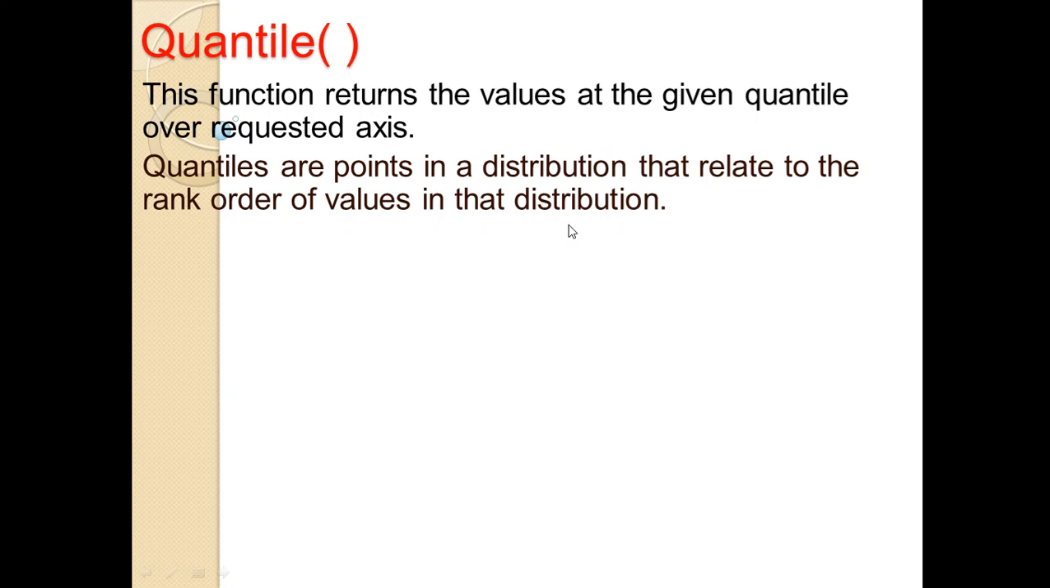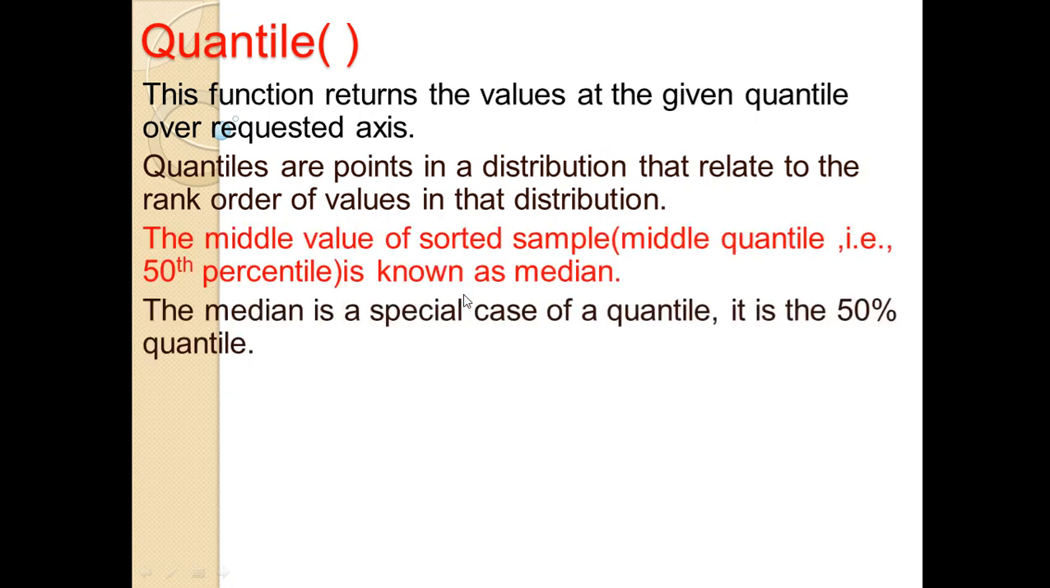Maybe you know there are four quartiles, like the first quartile, second quartile, third quartile, and so on. So the middle value of the sorted sample: if you want to find out the middle value of a set of 5 numbers, 6 numbers, or 10 numbers, middle value means what? The median value. Then it will be known as the median quantile. So here the middle quantile, or it will be known as the 50th percentile.